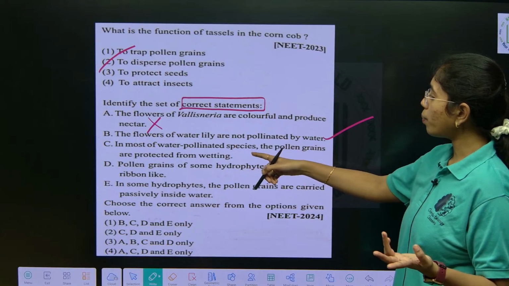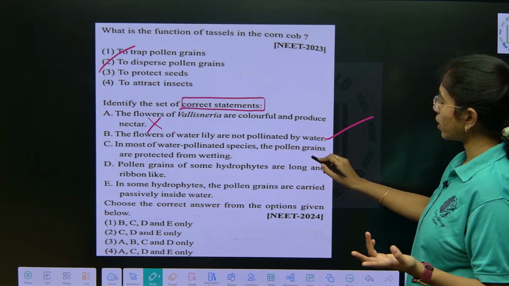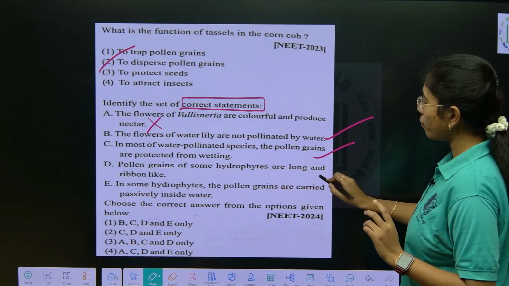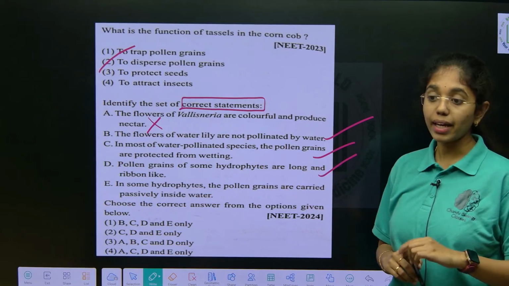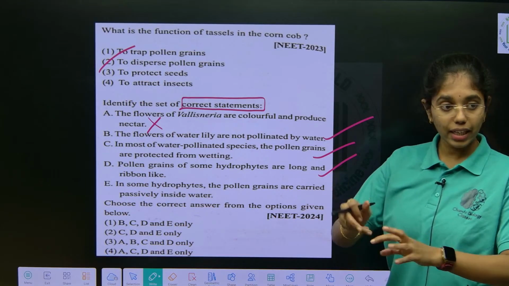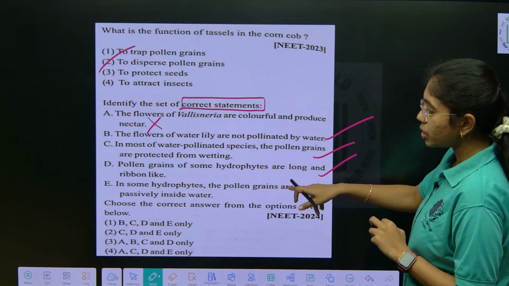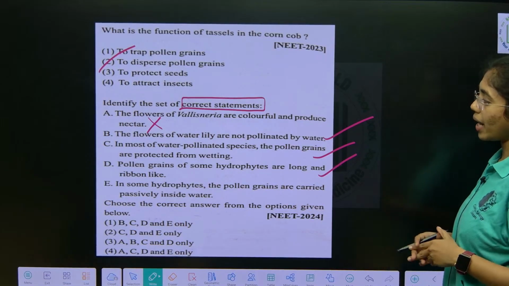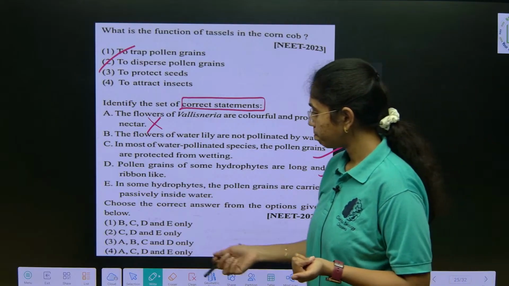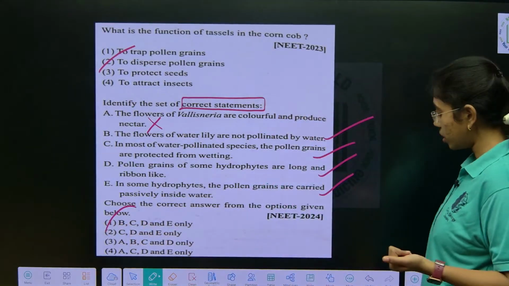In most water pollinated species, pollen grains are protected from wetting, as they have a mucilaginous coat. Pollen grains of some hydrophytes are long and ribbon like. Hypohydrophily, where pollen grains are ribbon like so that they can easily swim in the water. Next, in some hydrophytes the pollen grains are carried passively inside the water. What is the right answer? That's it. Next.